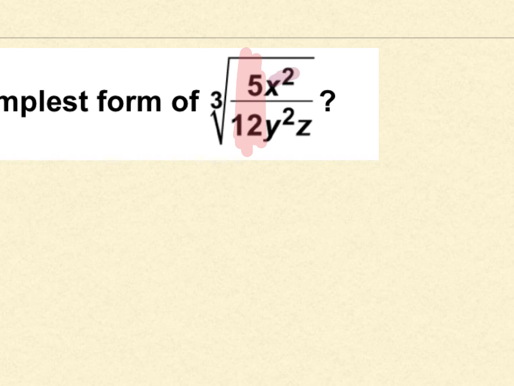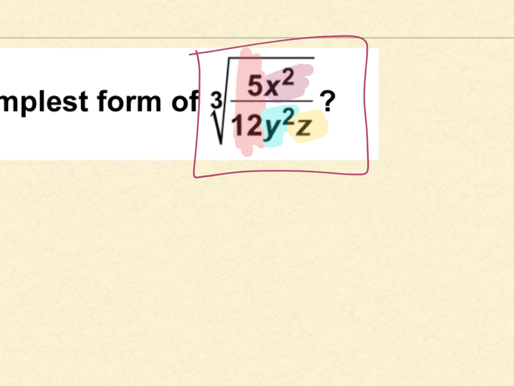What about our x's? We just have x squared on the top. Do we have any x's on the bottom? Nope. What about our y's? Nope, can't simplify that either. Or our z's? Nope. So what do you think our simplest form could be? What can we do? Nothing. So this is the simplest form. We can't simplify anything, so that's it.